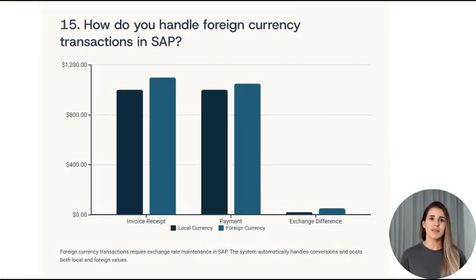16. How do you handle foreign currency transactions in SAP? Foreign currency transactions involve automatic currency conversion using the exchange rates maintained in SAP. We define exchange rate types, and the system posts both the local and foreign currency values for transparency and reporting.